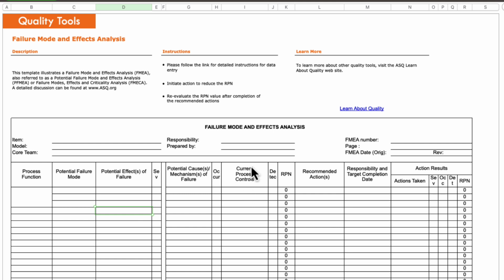And then you have the current process controls and the detection, like what level of detection that you have. And then you multiply the severity, occurrence, and detection to get your risk priority number. Severity, occurrence, and detection are all ranked 1 through 10, 1 being not so bad, 10 being catastrophic. And then that gives you your RPN once you multiply those together.